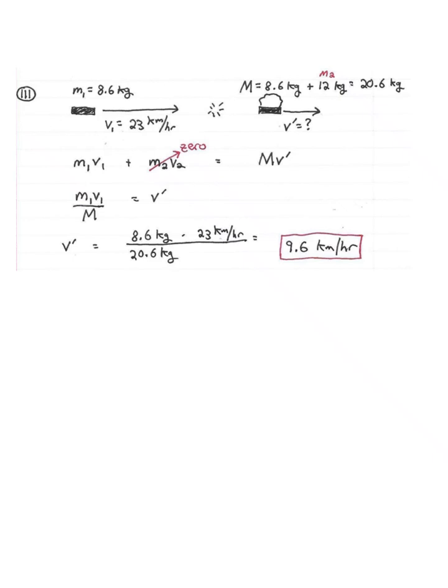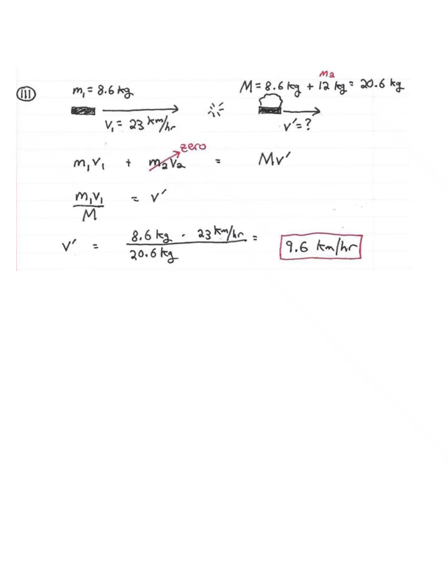Number 111, the final problem, is a runaway toboggan of mass 8.6 kilograms moving horizontally at 23 kilometers per hour. As it passes under a tree, 12 kilograms of snow drops on it. What is its subsequent speed?